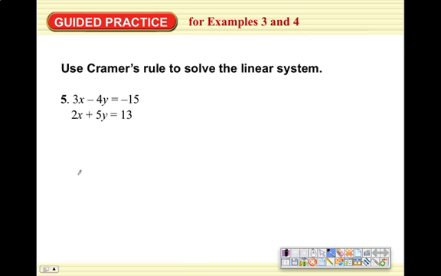The answer to this is -1, 3. Alright, this concludes lesson 7.